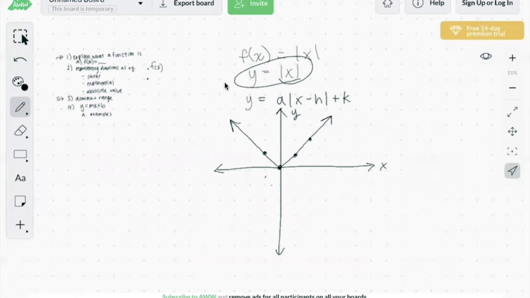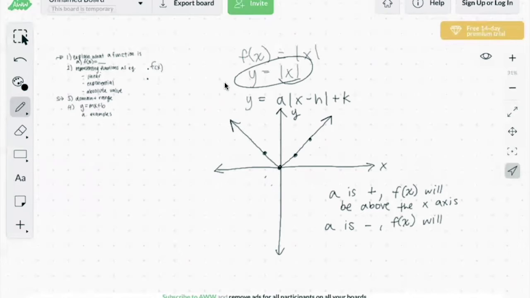And as just a pre-note, we'll go further into this in future videos, but when a is positive, the entire f of x will be above the x-axis. And then if a is negative, then the opposite: f of x will be below the x-axis. And h and k don't do anything except move the entire f of x either right or left, or up and down. So just directions, but we'll go over that later.